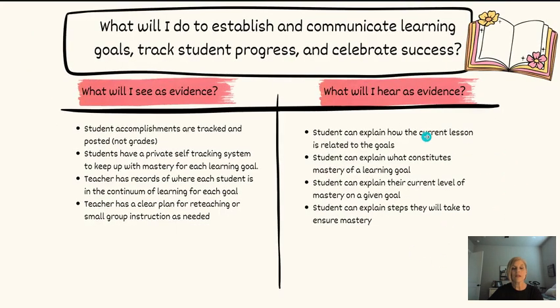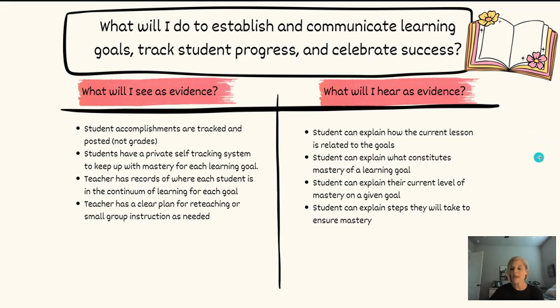We will begin by looking at the guiding question, what will I do to establish and communicate learning goals, track student progress, and celebrate success? Some of the things that you will look for as evidence in the classroom are that student accomplishments are tracked and posted, not the grades. Students have a private self-tracking system to keep up with mastery for each learning goal. The teacher has records of where each student is in the continuum of learning for each goal, and the teacher has a clear plan for reteaching or small group instruction as needed.